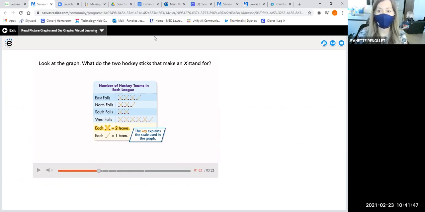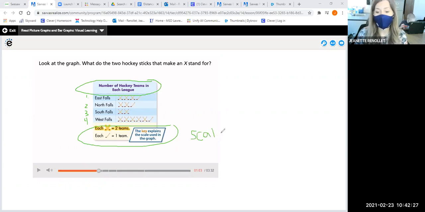In this example of a picture graph, we have some important information we want to identify. First, I notice there's a title. Number of hockey teams in each league. The data shown in this is all about the hockey teams in leagues. Hockey is a sport. I notice 4 categories: 1, 2, 3, 4. And at the bottom, I notice the scale.